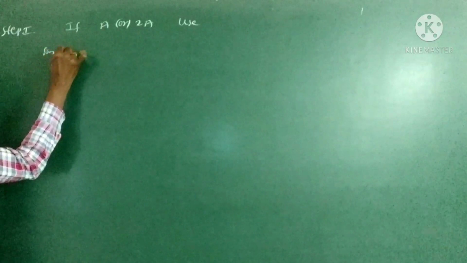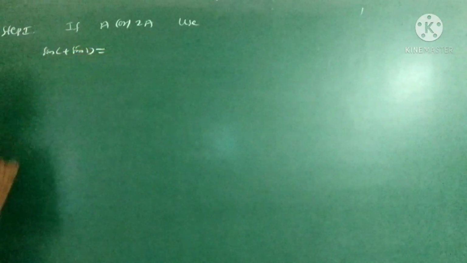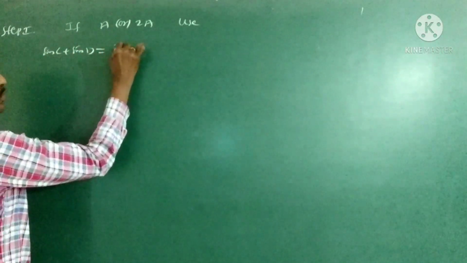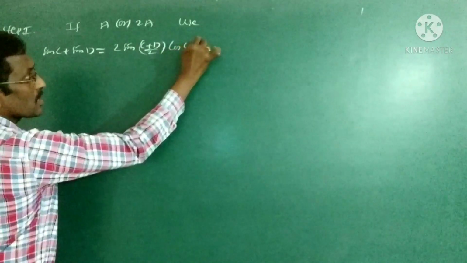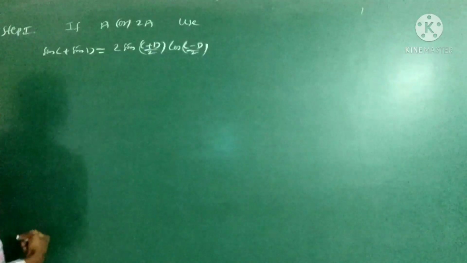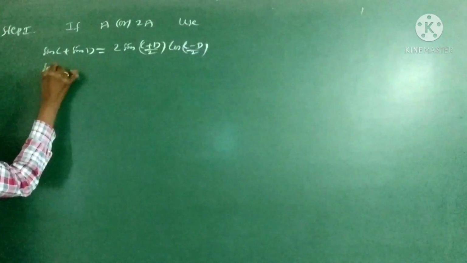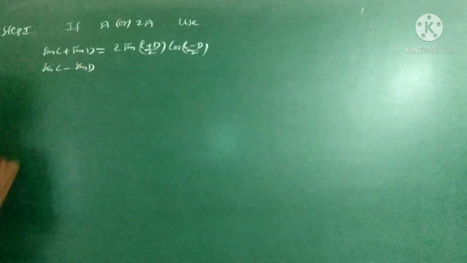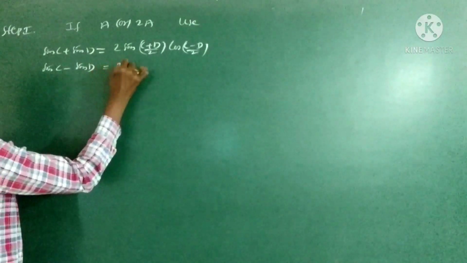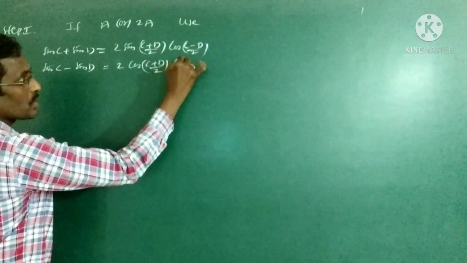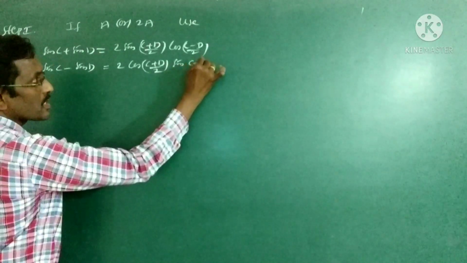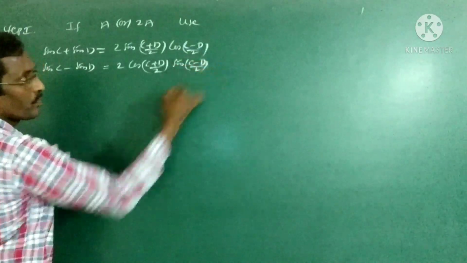sin C plus sin D equals 2 sin (C plus D) by 2 into cos (C minus D) by 2. If it is sin C minus sin D, use the formula 2 cos (C plus D) by 2 into sin (C minus D) by 2.